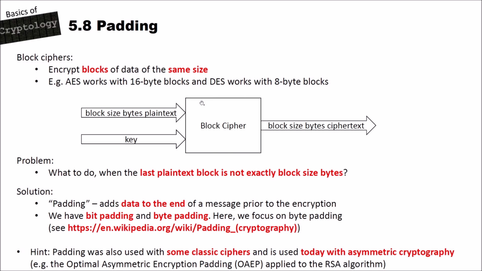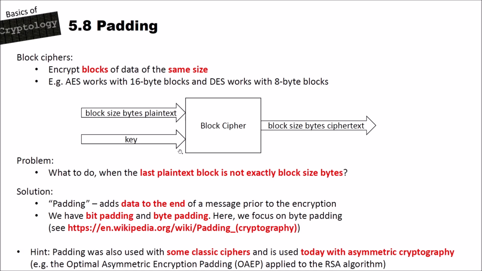We have our block cipher here as a box, and then every time we encrypt, we put block size bytes of plain text into the block cipher. Of course, we need the key, and then block size bytes of ciphertext come out of the block cipher. And when we want to encrypt more than block size bytes, of course we have to repeat this process.